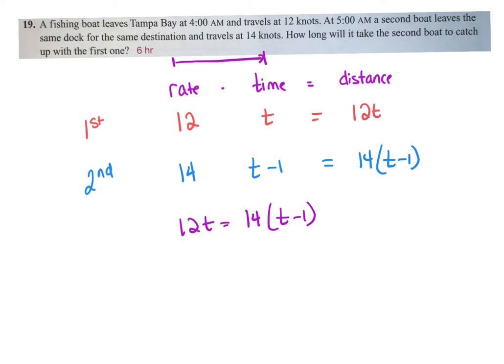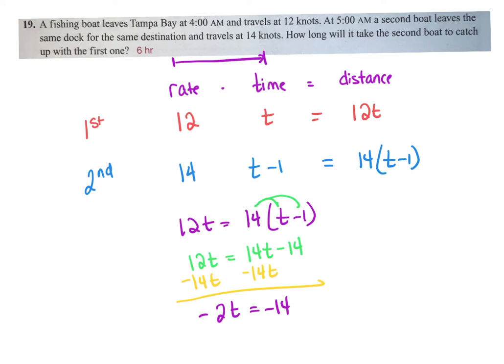How do I solve it? 14t minus 14 equals 12t. 14t minus 14. Yes? All right. How do I solve this? You subtract 14t. Variables on one side, numbers on the other, right? What's 12 minus 14? So what is t here? T equals 7.